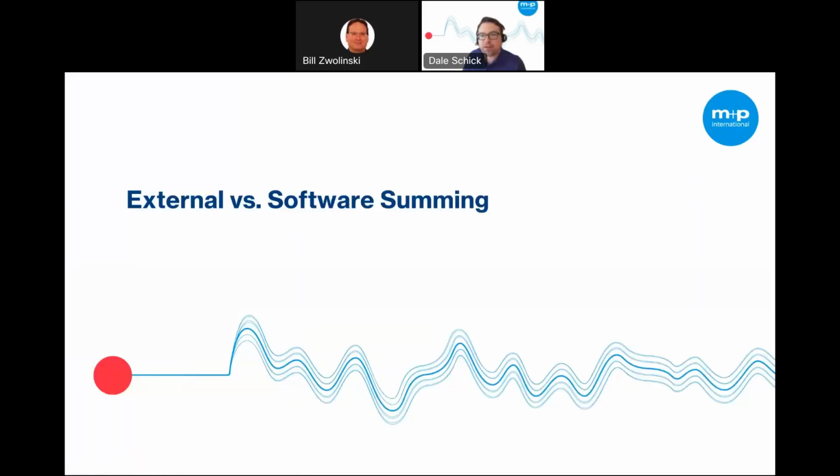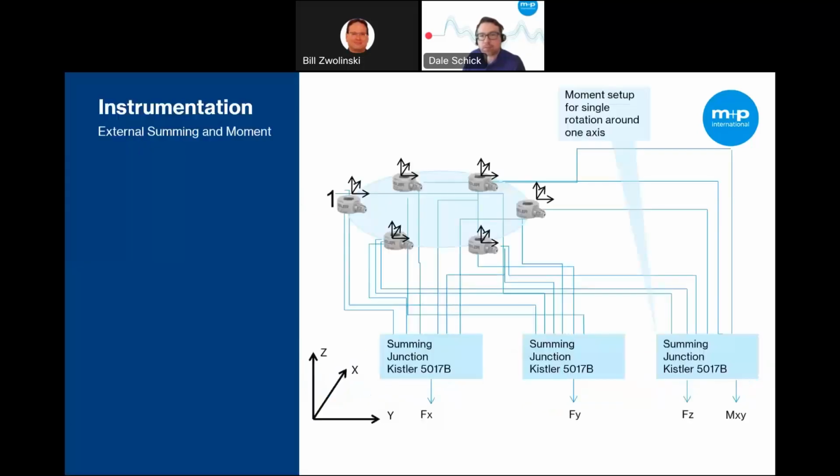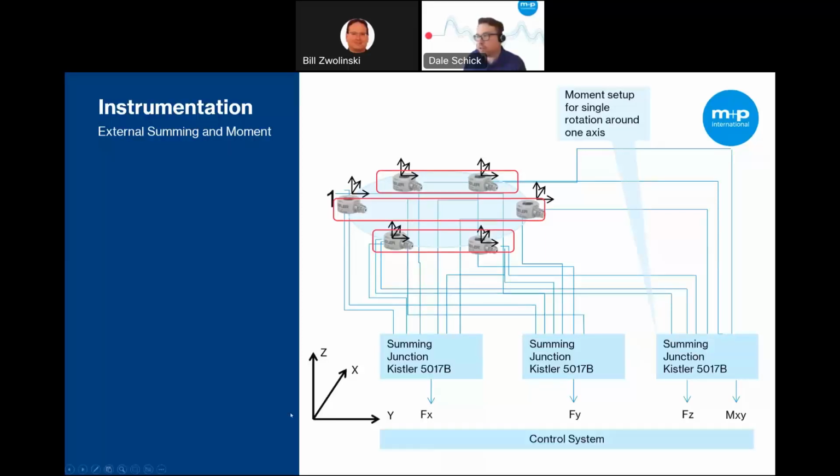So now we're going to compare the external summation, or summing with external hardware, with software summation. External summing utilizes charge amplifiers and summing junctions to reduce control system channel utilization. So in this type of configuration, each axis is summed, providing a combined output channel for each axis. Additionally, pairs of force sensors can be combined to calculate the in-axis overturning moment. So the resulting sum forces can be sent to the control system for limiting functions to be applied.